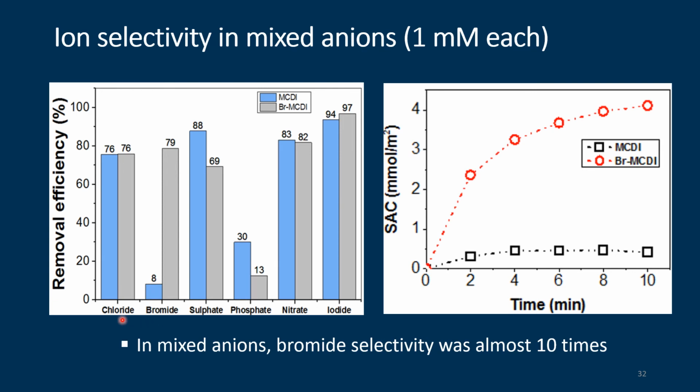So with sulfate and mixed anions, we also found our bromide selectivity was almost 10 times higher than other anionic compounds. So we have successfully developed how to improve the overall targeted selectivity using our anion exchange membrane.